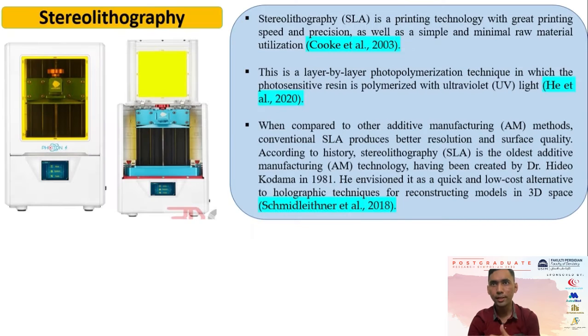Stereolithography, or SLA, is a 3D printing method with great performance, speed and precision. It is a layer by layer photopolymerization process in which the photosensitive resin is polymerized with ultraviolet light. When compared to other additive manufacturing methods, the conventional SLA produces better 3D printing resolution and surface quality. This is the process of SLA, in which the photosensitive resin is cured layer by layer.